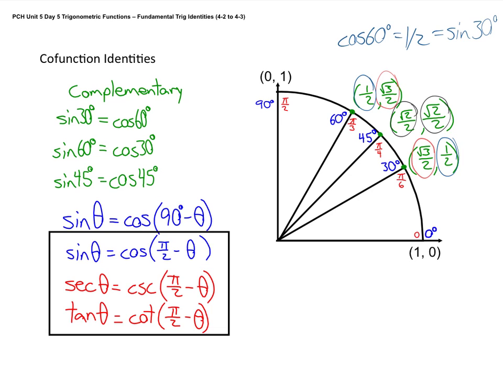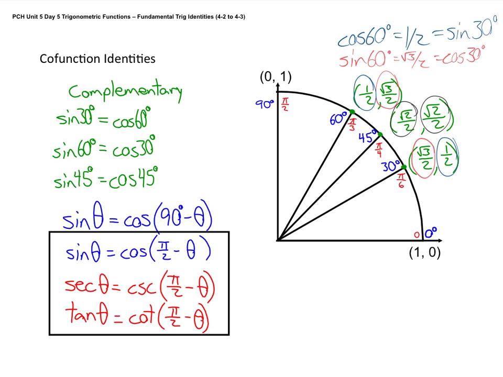We could go through all of these. This root 3 over 2 up here at the 60 is the what of 60? The sine. Sine of 60 degrees is root 3 over 2. Well, down here, root 3 over 2 is the what of 30? Cosine. The cosine of 30. And even here, the sine of 45 equals the cosine of 45.